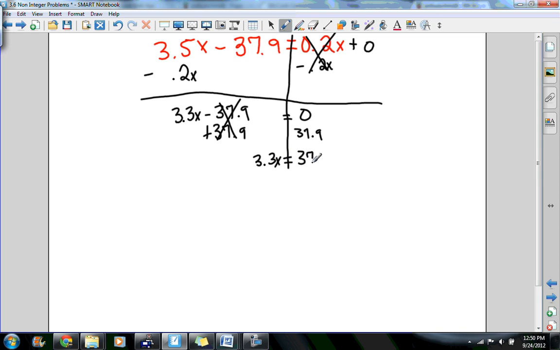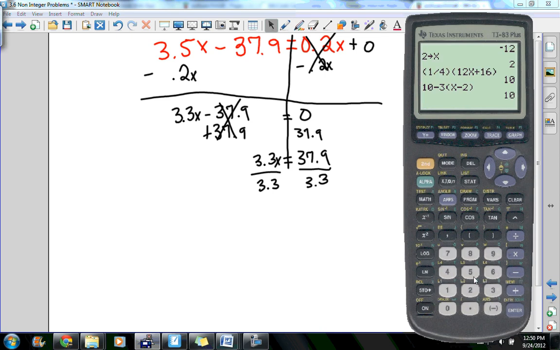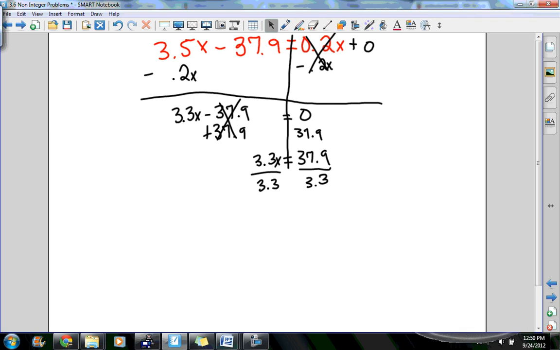Equals 37.9. Now I divide by 3.3, and I get about 11.5. Or you could write it like this. That means about. Either way is fine.